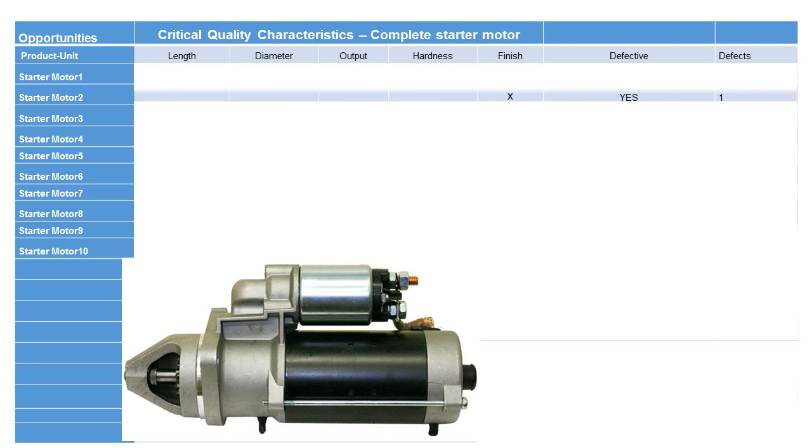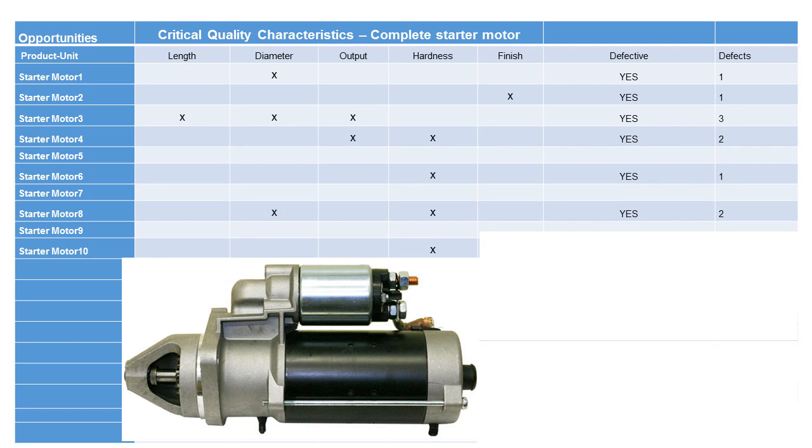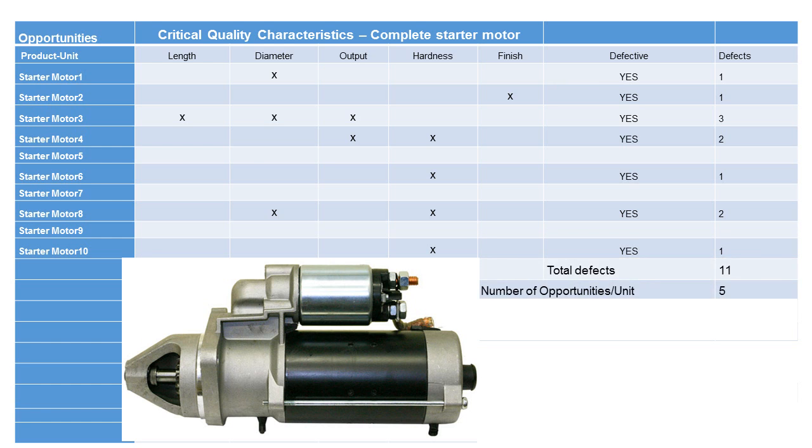The starter motor 1 has a problem with the CTQ diameter. In this case the unit is defective as at least one of the CTQs has failed. Hence the defect count is added as 1. Once all the units are checked, the defects are added and divided by the units and the opportunities. The DPU is the ratio of the defects by the total opportunity. When this is multiplied by a million, it's converted to defects per million opportunities. The DPMO is then converted to a sigma level based on a statistical table.